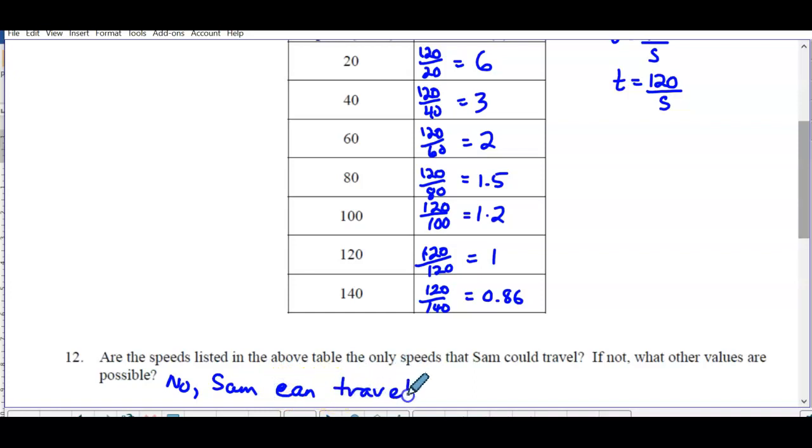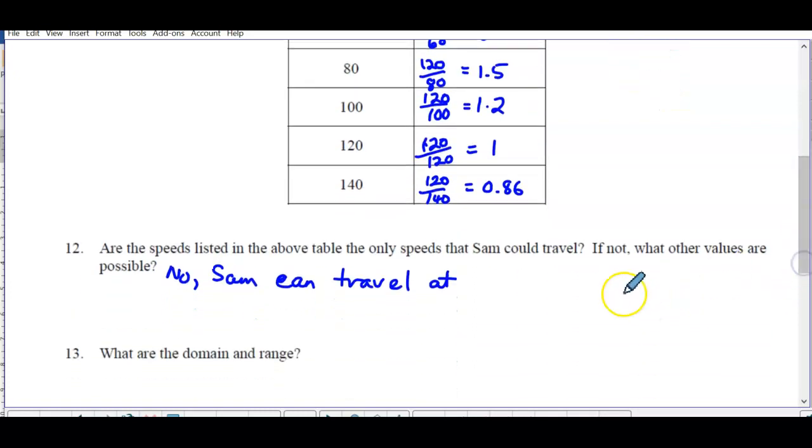Now, saying that, once you get to 140K, this is getting dangerous, you get a ticket for some of these values. And also vehicles, there's a certain limit to how fast they will go. But really what this question is getting at is, could Sam travel at 70 kilometers per hour, or 102 kilometers per hour, or 105.3? So yes, Sam can travel at those in-between values. So no, Sam can travel at other values as well.